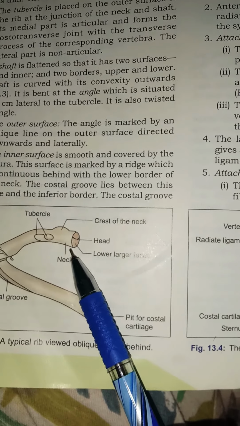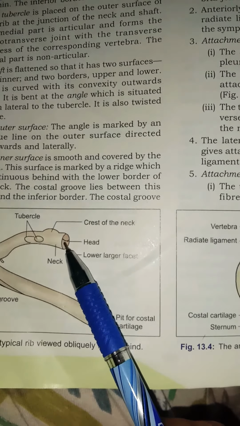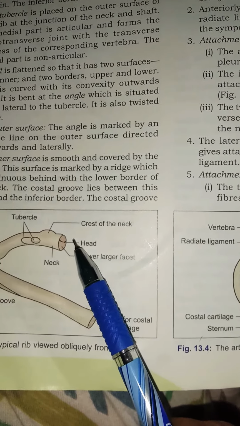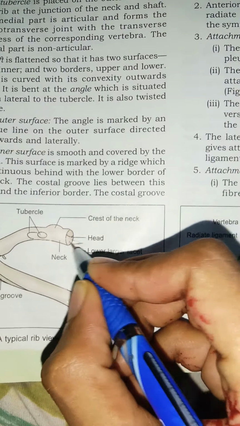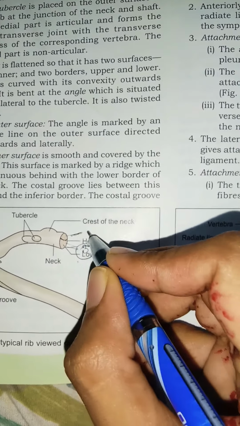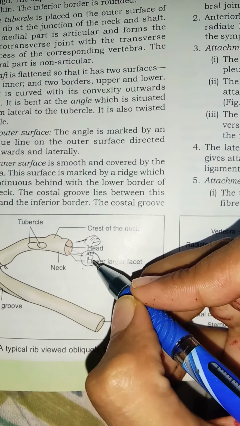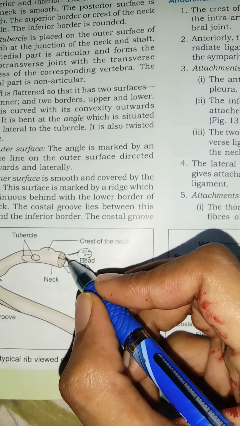The bigger lower facet mainly articulates with the vertebra of the same number, whereas the smaller upper facet articulates with the next upper vertebra. For example, this lower big one attaches with the third vertebra, whereas the upper smaller one attaches to the second, the vertebra which is above this. That is the smaller upper facet.